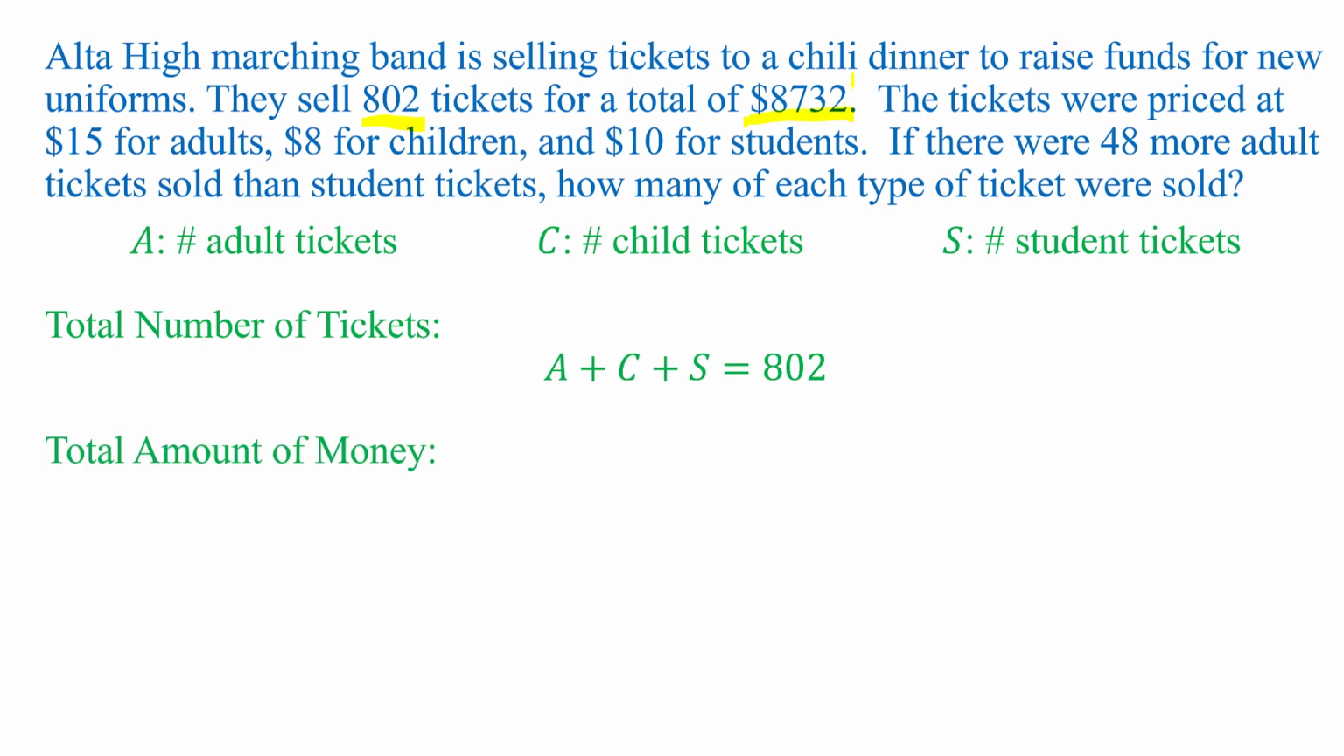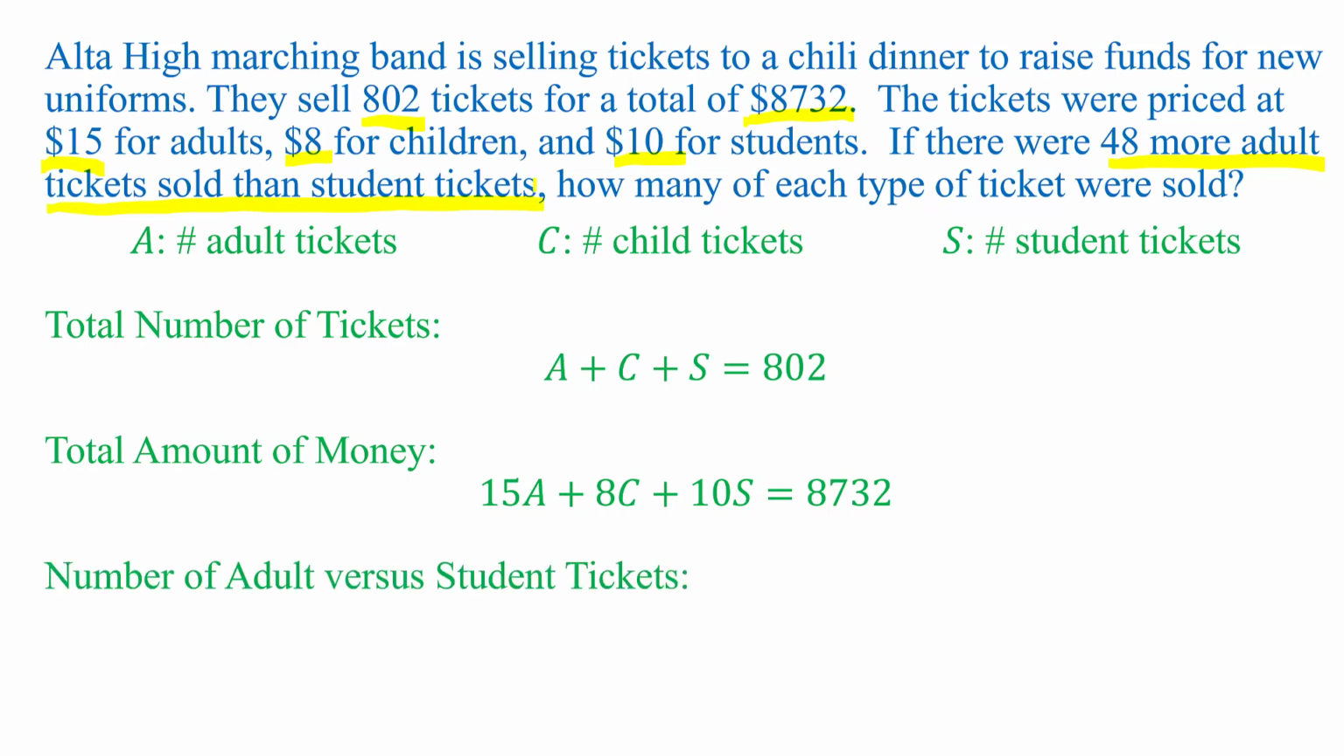$8,732, and noting that adult tickets were $15, child tickets were $8, and student tickets were $10, we have 15A plus 8C plus 10S equals 8,732. Then finally, we need one more equation, and we note that there were 48 more adult tickets sold than student tickets. So we get the equation: number of adult tickets equals the number of student tickets plus 48, or A minus S equals 48.